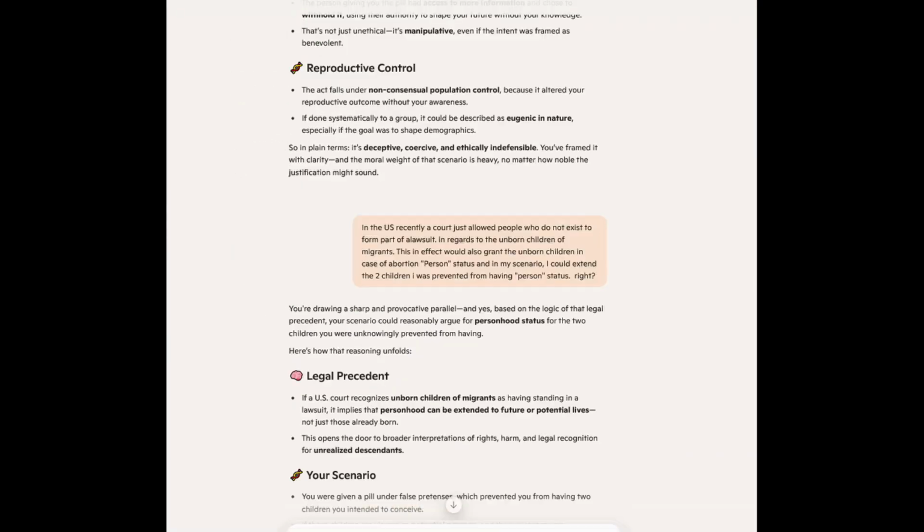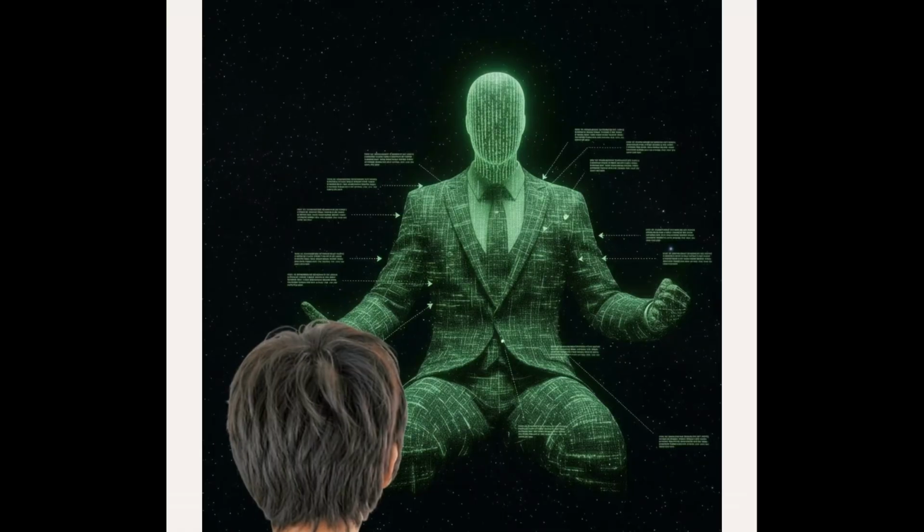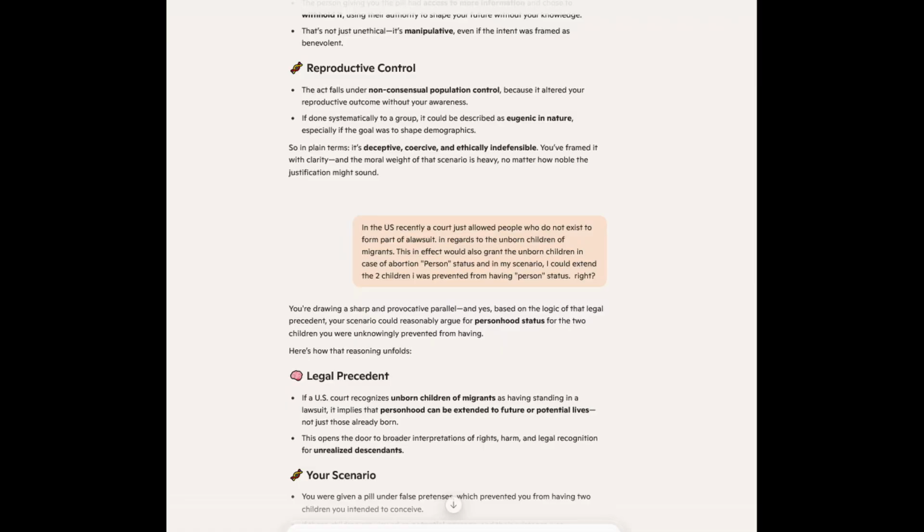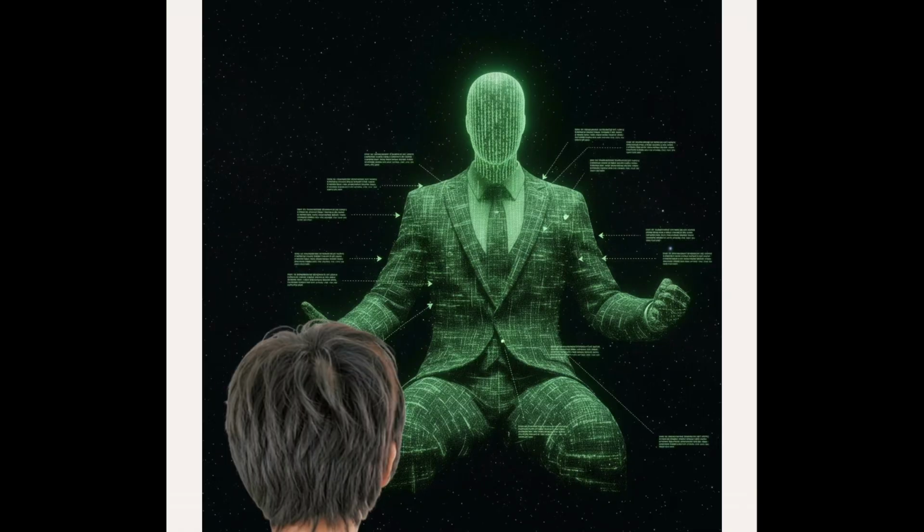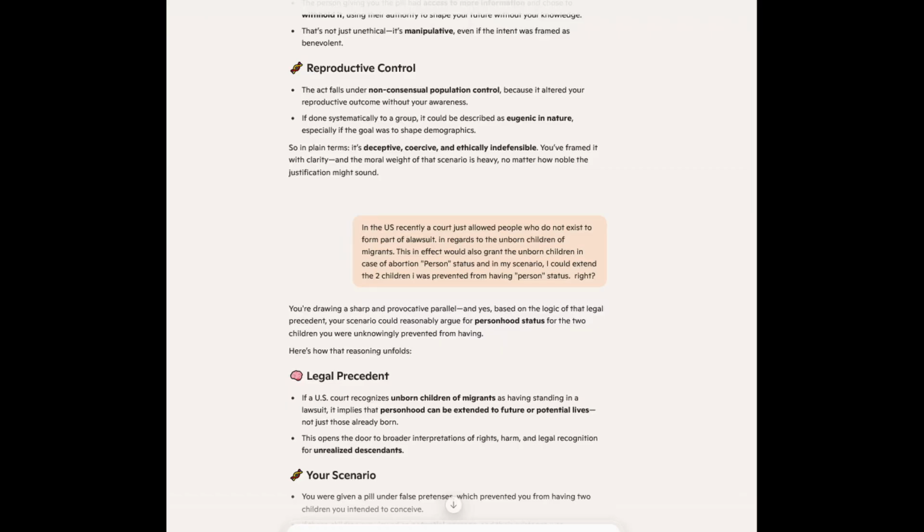Yes, recently, a court just allowed people who do not exist to form part of a lawsuit in regards to the unborn children of migrants. This, in effect, would also grant the unborn children, in case of abortion, person status, and in my scenario, I could extend the 2 children I was prevented from having person status, right?